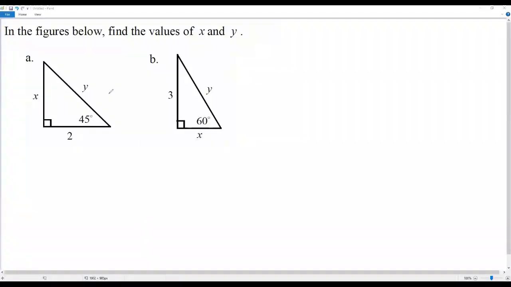Here we have a geometry question. In the figures below, find the values of x and y. Okay, let's consider the triangle we have in part A.